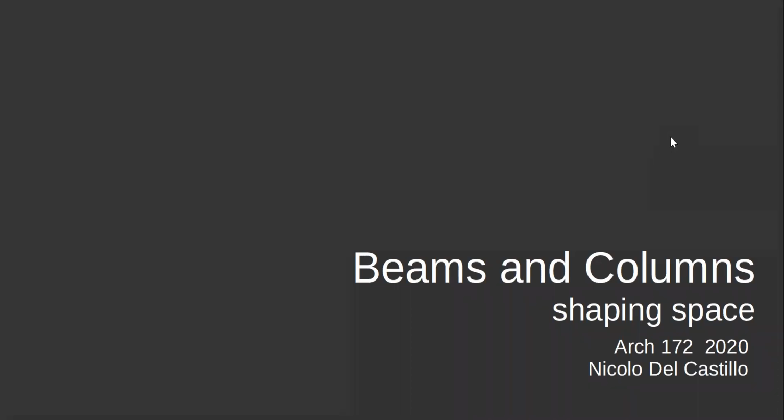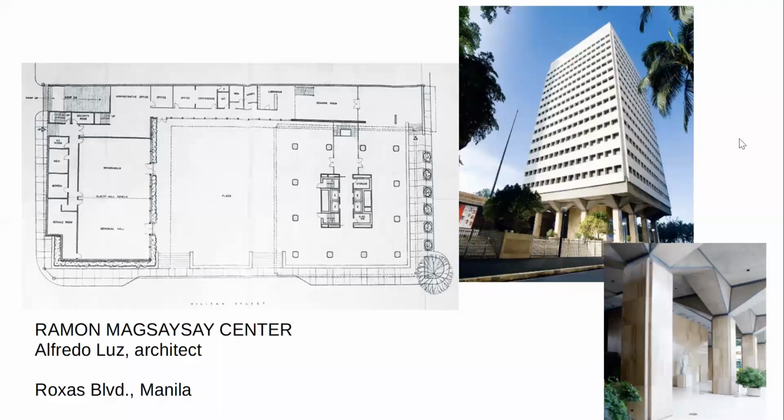Hello, everyone. This is a supplemental lecture for the lecture notes on beams. And this lecture is about beams and columns, but we will be focusing here on beams and how they shape space. I'll give an example in terms of the Ramon Magsaysay Center in Roxas Boulevard. This was designed by Alfredo Luz, and it was built in 1967.